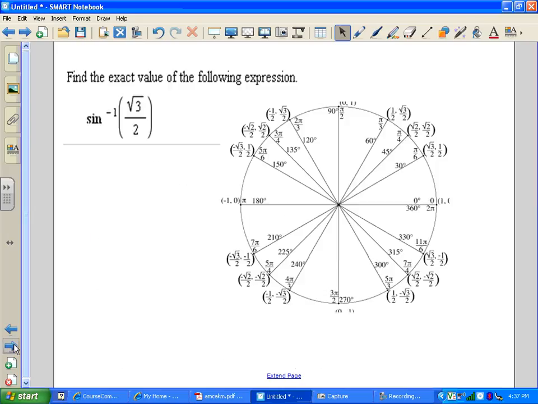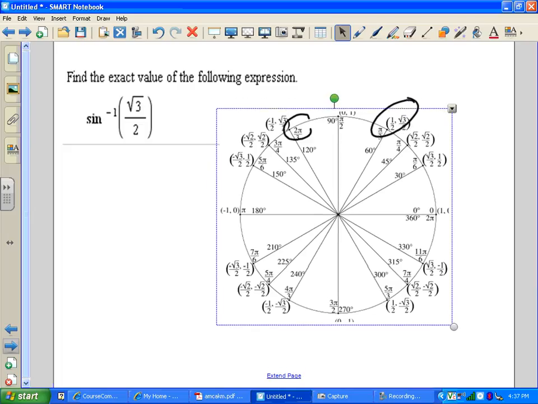Okay, the last one, this one's actually pretty simple. The inverse sine of square root of 3 over 2. So where is sine square root of 3 over 2? It would be at pi over 3. Now, the other place here where I could find square root of 3 over 2 would be at 2 pi over 3 there.